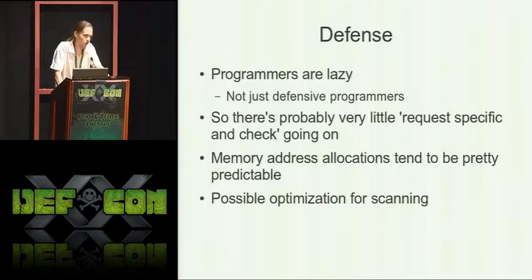Now, on the defensive side, programmers are lazy, yes, but it's not just defensive programmers. It's offensive programmers, too. A perfect example is that I threw this code together in about a week, and it's very procedural and not a stellar code example. There's very little request-specific checking going on with most of your exploitation frameworks. Most of them just request that you allocate a certain size, and you get contiguous pages in memory, and the base of those pages tends to be pretty sequential. So if you wanted to optimize your scanning for where reflectively injected DLLs might be, one way from a defensive perspective would be to intentionally insert yourself into another process, see where the allocation happens, and then work backwards from there, so that you're not trying to scan all of memory all the time. Just a possible optimization.